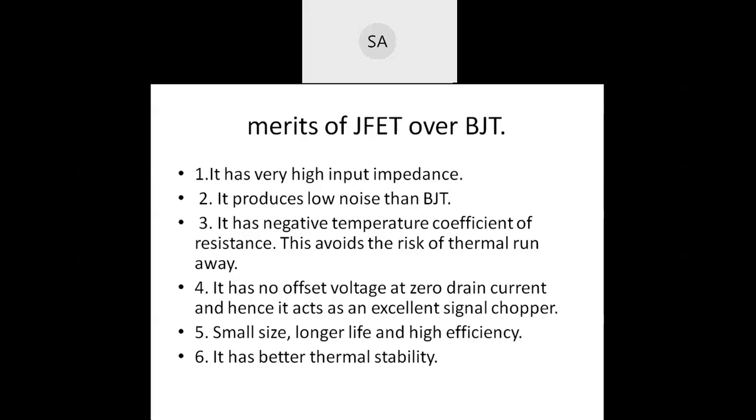And the fifth one is small size, longer life, high efficiency, and it has better thermal stability. So these are the merits of JFET over BJT: high input impedance, low noise, negative temperature coefficient of resistance, no offset voltage, small size, longer life, high efficiency, and better thermal stability.